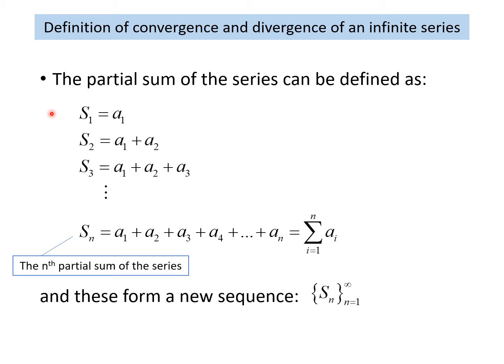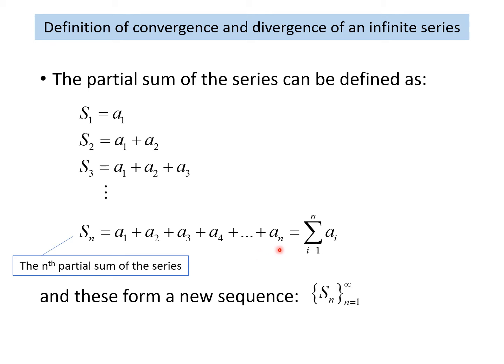The first partial sum of the series is determined based on the first term of the sequence. The second partial sum is equal to the first term plus the second term, and the third partial sum is equal to the first term plus the second term plus the third term. This continues until the nth partial sum of the series, which is the expansion of the first term plus the second term plus the third term up until the nth term.